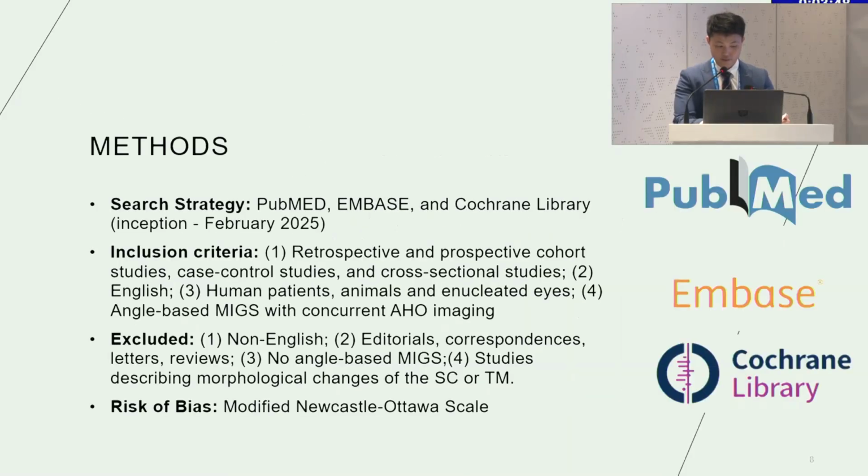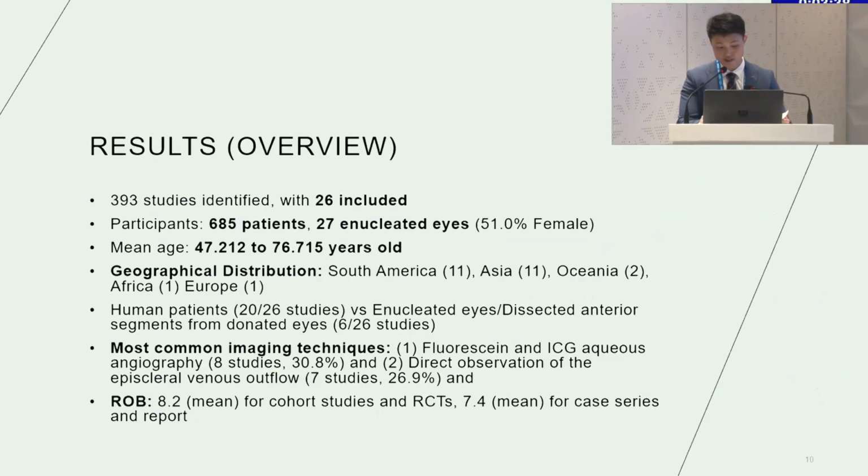We conducted a comprehensive literature search looking for English studies examining imaging techniques in angle-based MIGS up to February 2025. 26 studies were finally included in our study, which included 685 patients and 27 enucleated eyes. The most common imaging techniques used were direct observation of the episcleral vein, as well as fluorescein and ICG aqueous angiography.